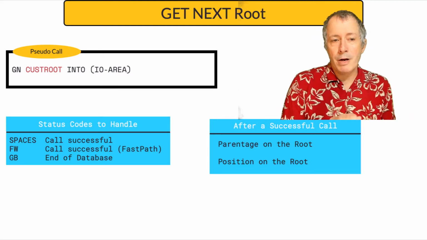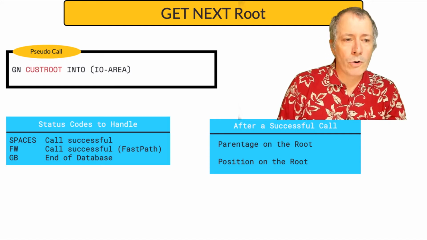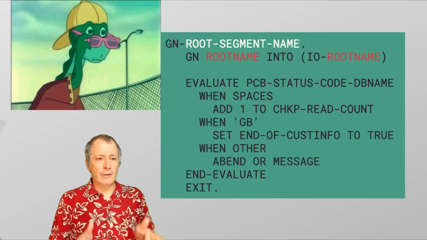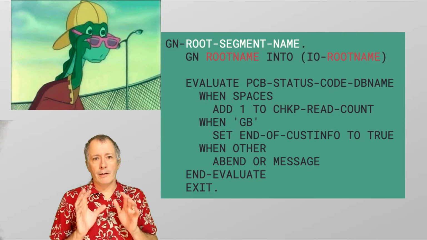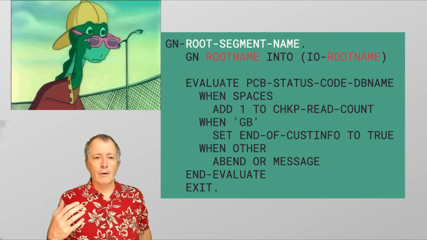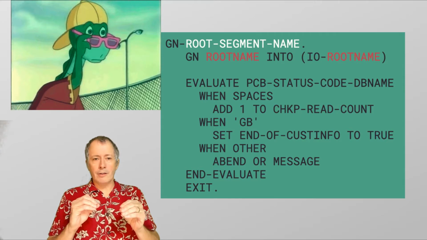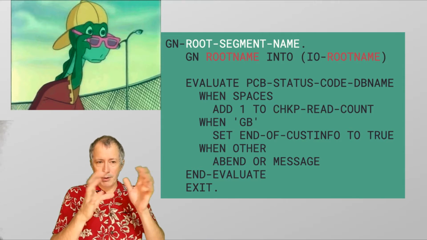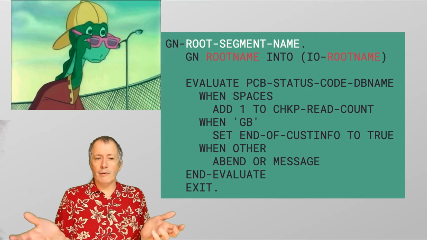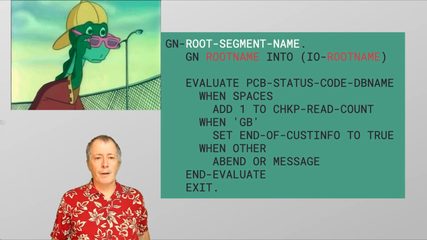GNP, or Get Next Within Parent calls, are covered in another Dinosaur Parkour session. It is my personal preference to isolate the Get Next call and the evaluation of the status code in a COBOL paragraph. In other words, issue the Get Next call, check the status code within the PCB. A suggested naming convention is implied in the evaluate, such as PCB status code dash and the database name.